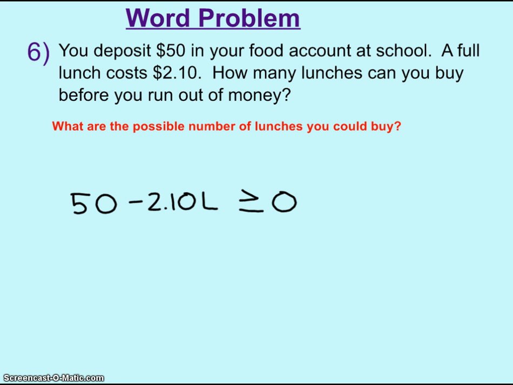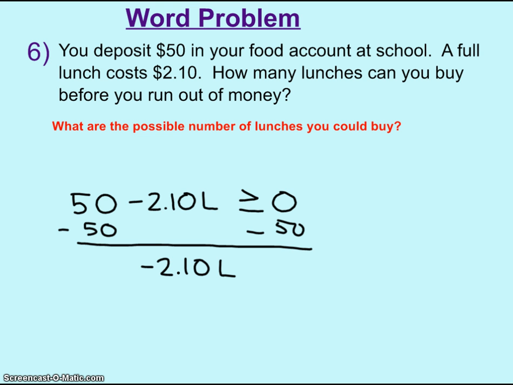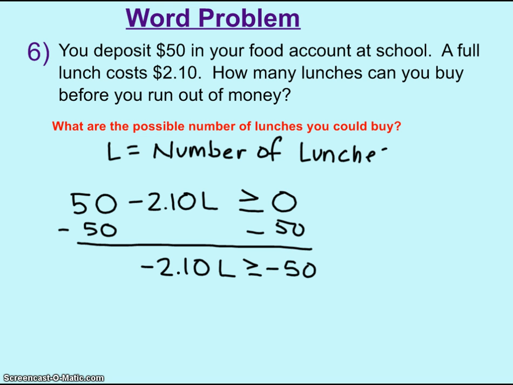Go ahead and solve that. Subtract 50. And I have that negative 2.10 multiplied by L is greater than or equal to negative 50. One thing I forgot to note is that L stands for the number of lunches I could buy. So I should make sure I write that down so I even remember in the end what my answer actually means.